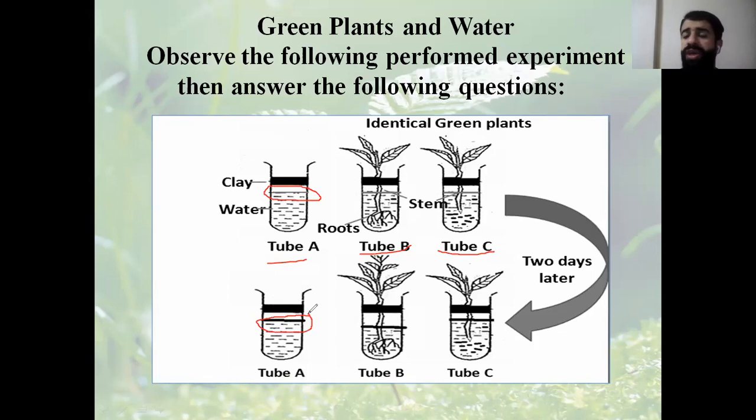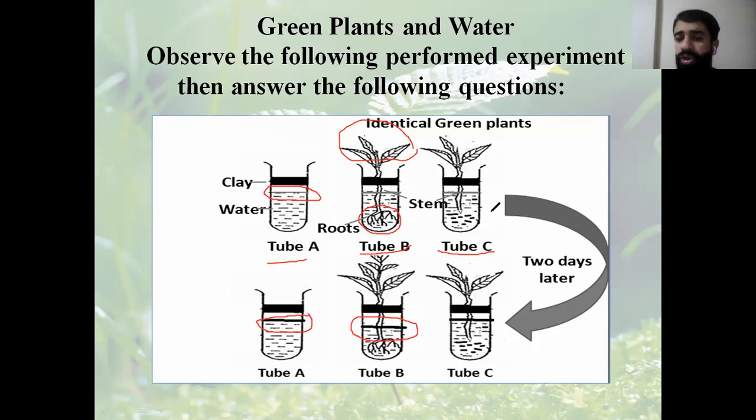So the level of water doesn't change. Here, the level of water remains the same. Why? Since we don't have a plant, so there is no absorption of water. However, in tube B, we have a plant. This plant contains normally leaves and it has the roots. After 2 days, the level of water drops. So the level of water decreases in tube B.